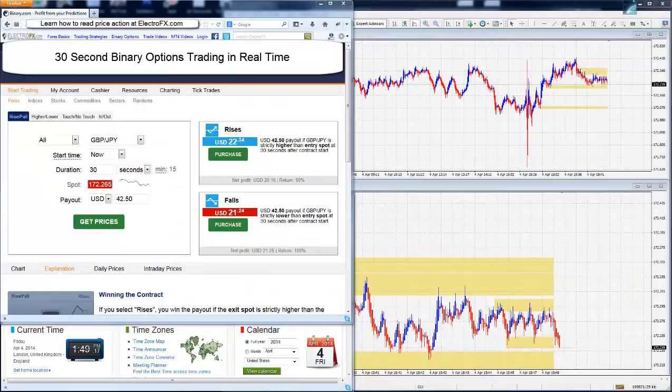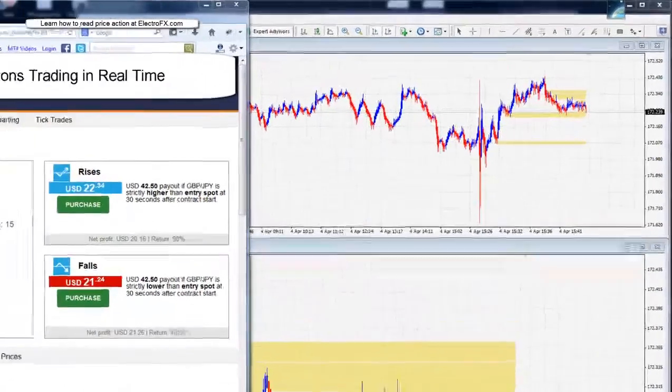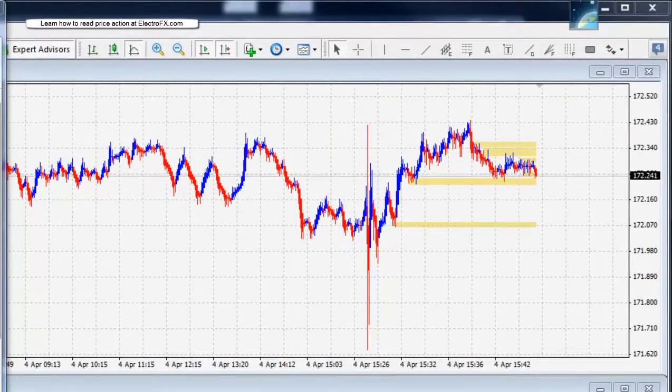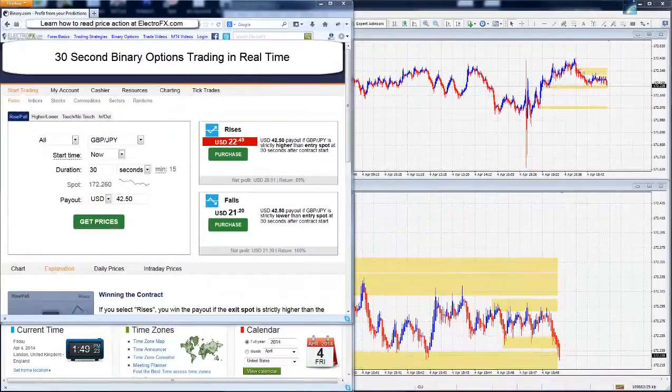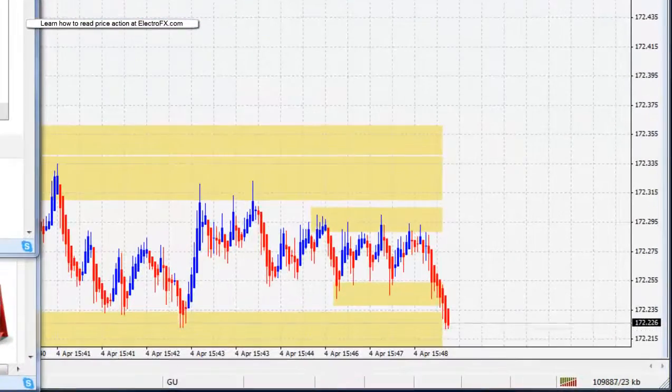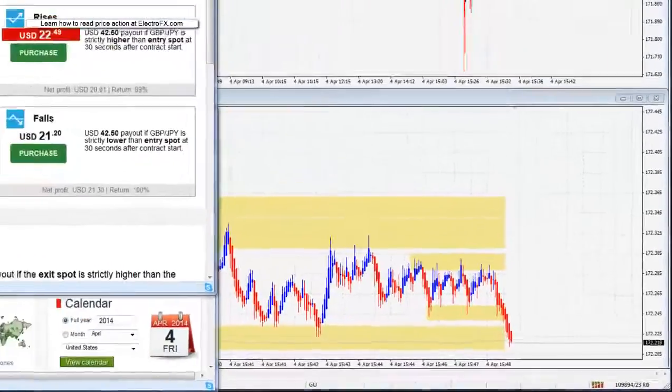So let's jump right in. On the top right we have the 89 tick chart. It's a little faster than the M5 but not that dissimilar, and on the bottom we have the 21 tick chart, which I'll be using to hone my entries.